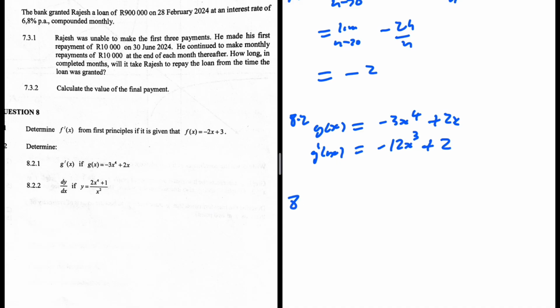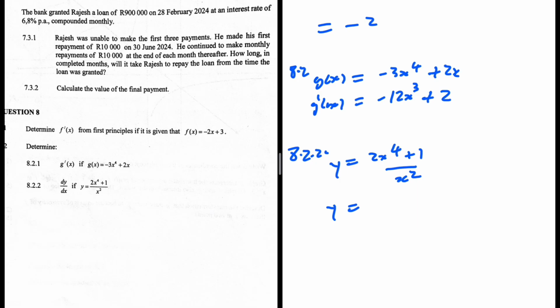Okay. And then 8.2.2, y is equal to 2x to the power 4 plus 1, divided by x squared. We're supposed to find dy over dx. So we need to simplify y in a way that we can derive first. Before we say dy dx, you cannot simplify y while saying dy dx. That is wrong. So this is 2x to the power 4 over x squared plus 1 over x squared. So y is equal to 2x squared plus x to the minus 2.